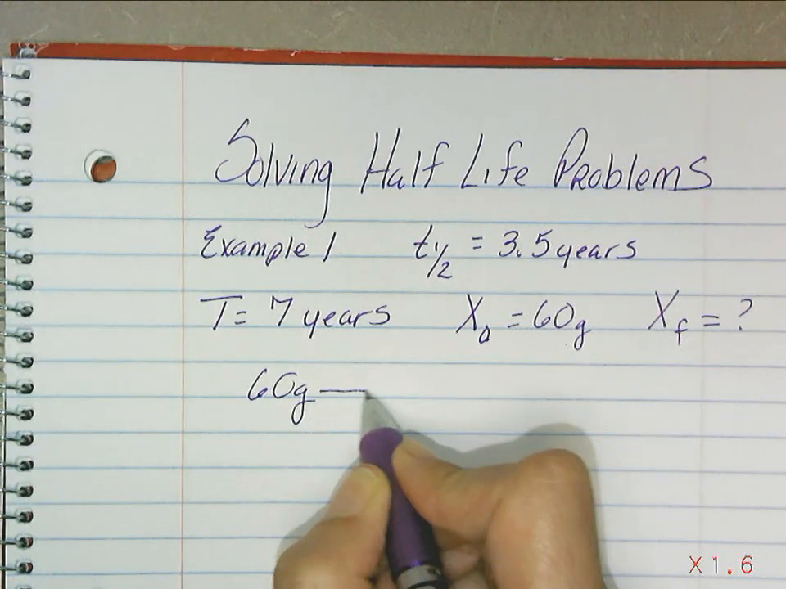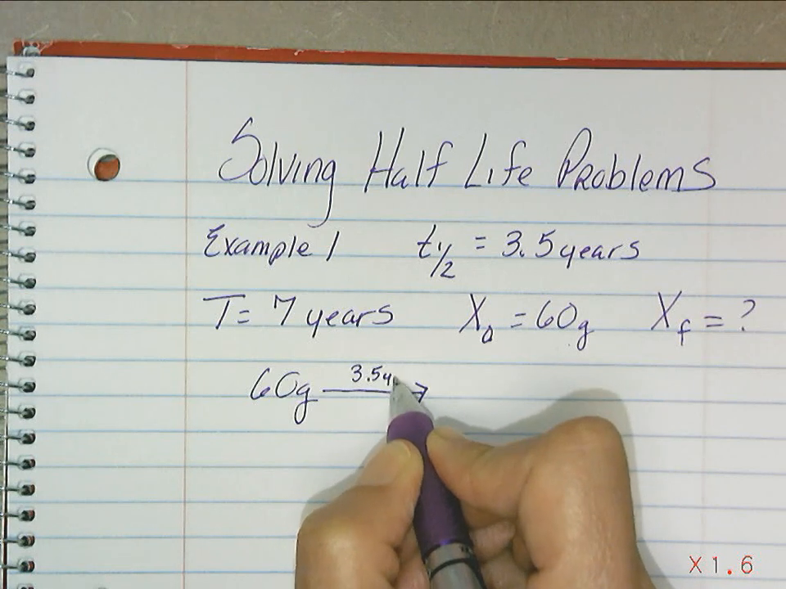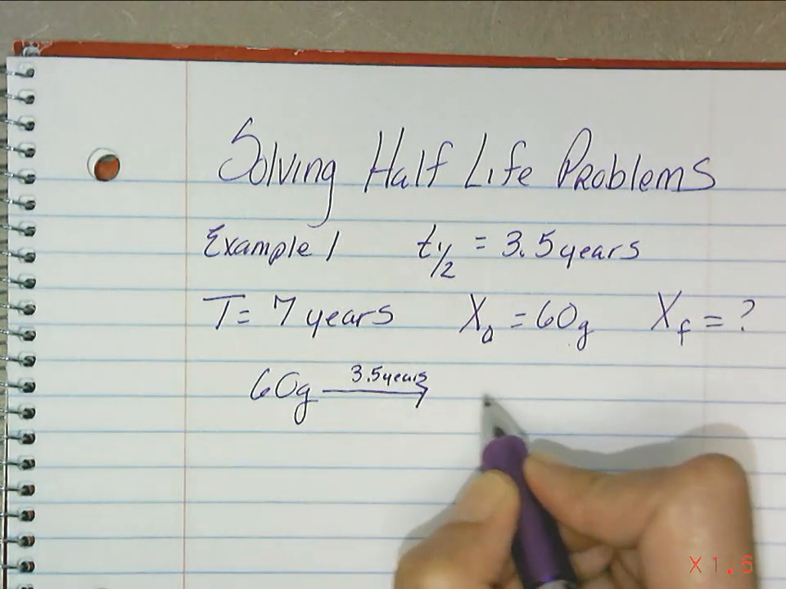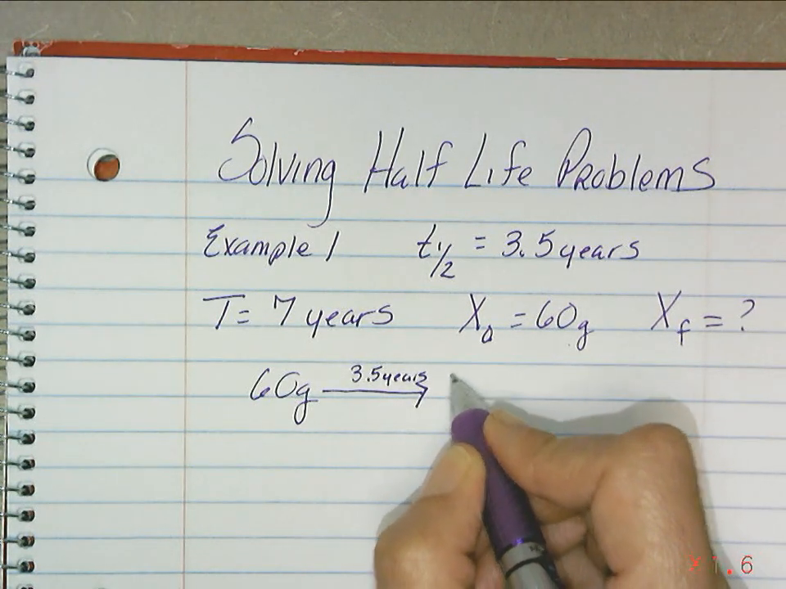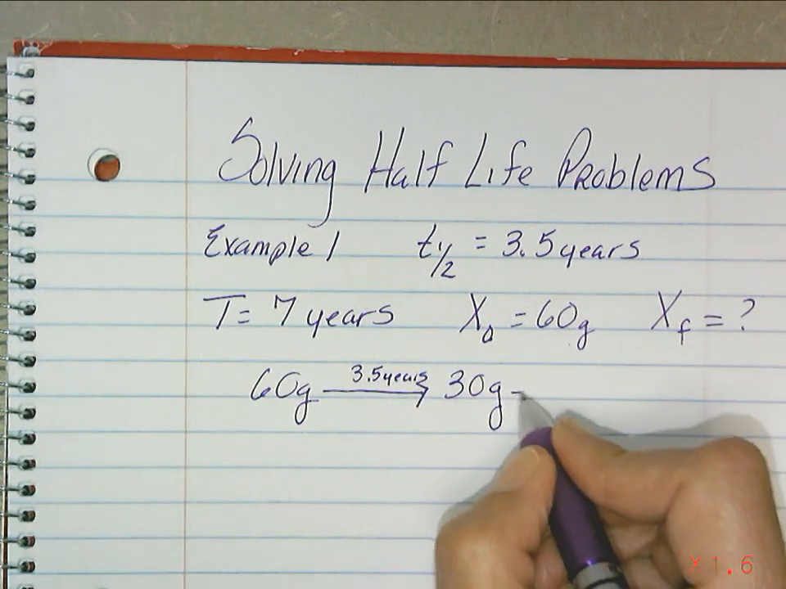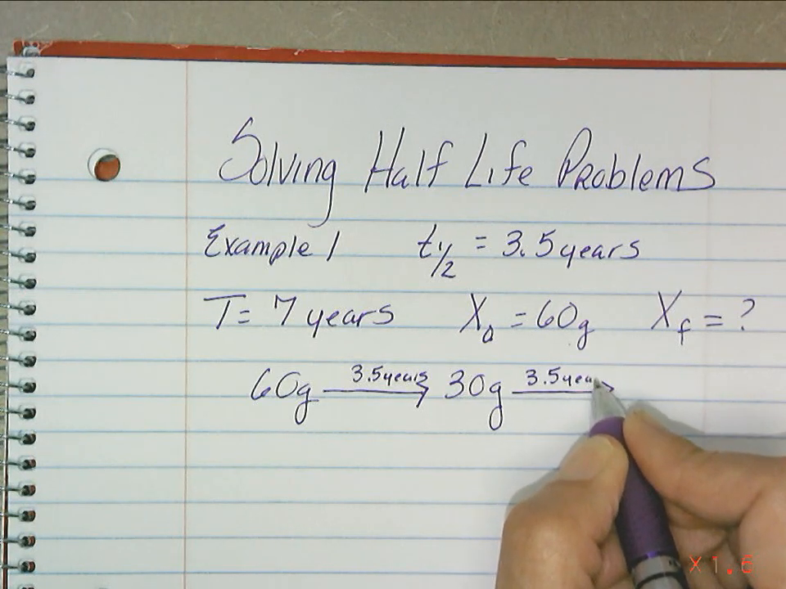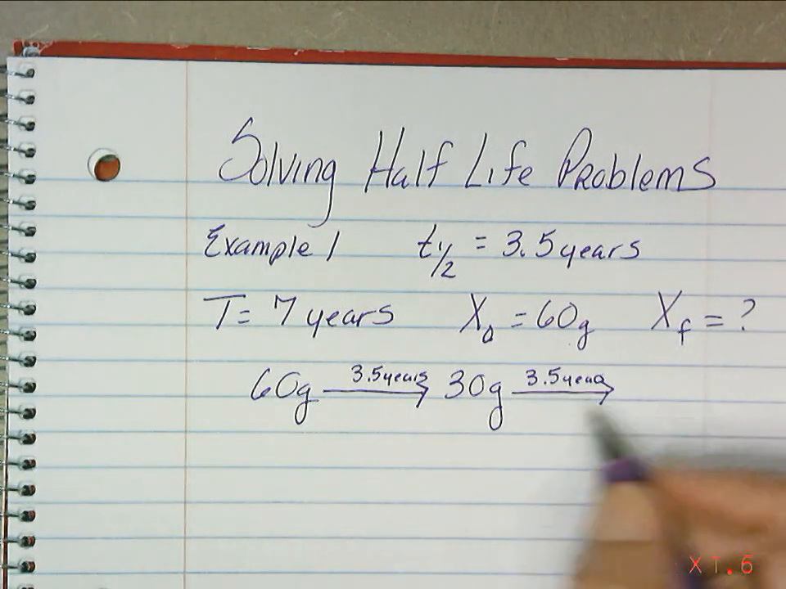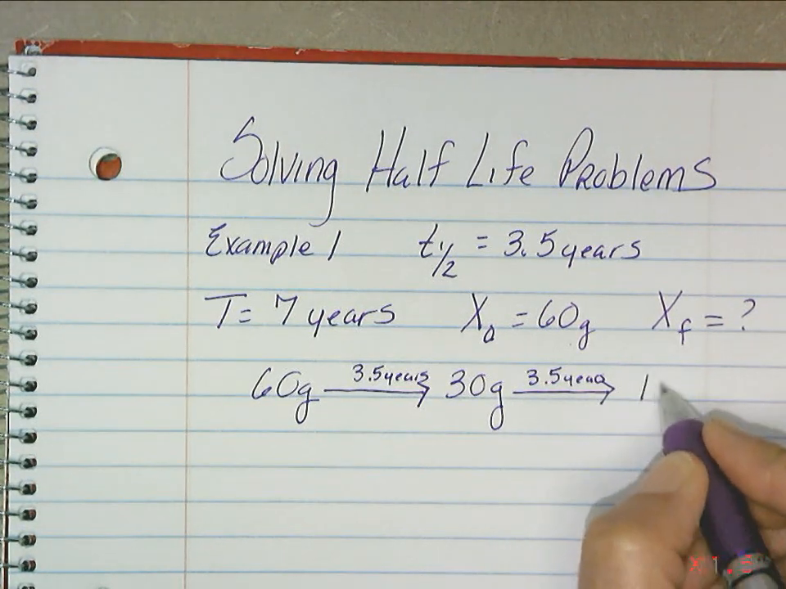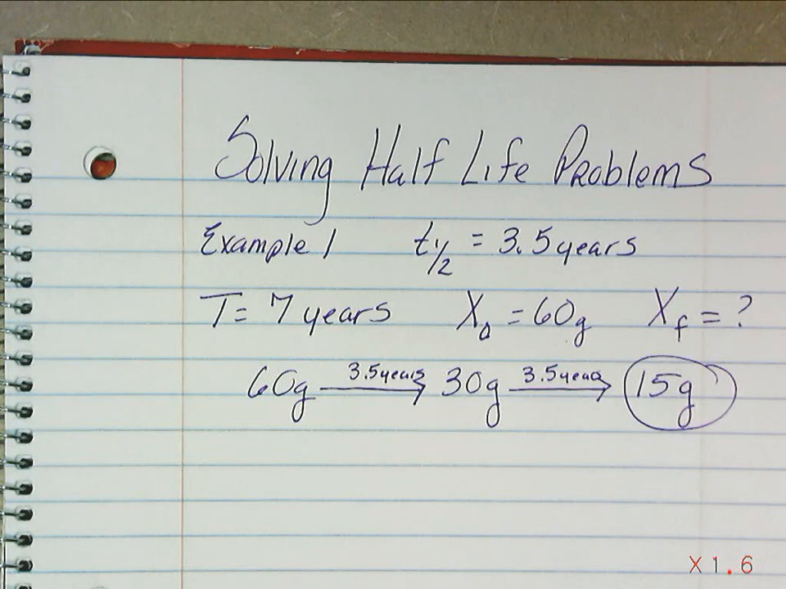Here's how I like to do it. Each arrow is a half-life, 3.5 years. So how much remains after 3.5 years? 30 grams. But they said 7 years. So another 3.5 years will get me to 7 years. How much is left after the second half-life? 15 grams. So that would be our answer for example 1.